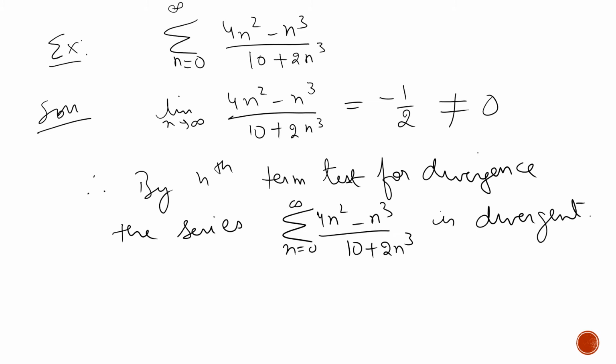So I hope this theorem is clear: whenever you find the limit of a_n and it is not going to 0, that is, if it is not equal to 0, then you can say that the series is divergent.